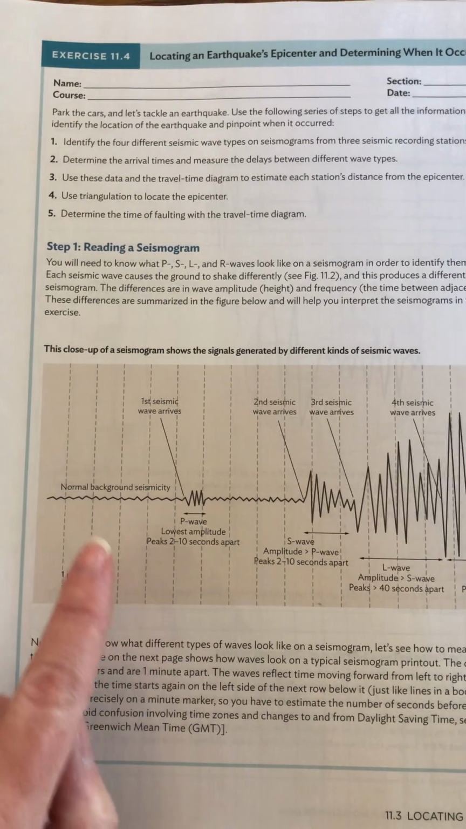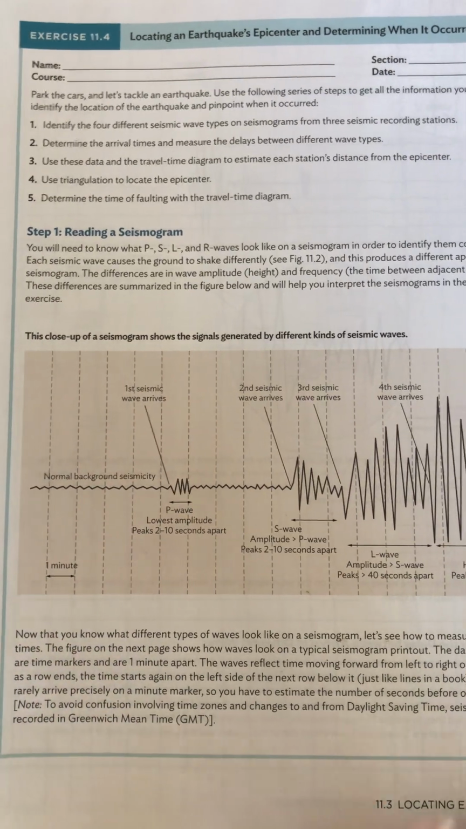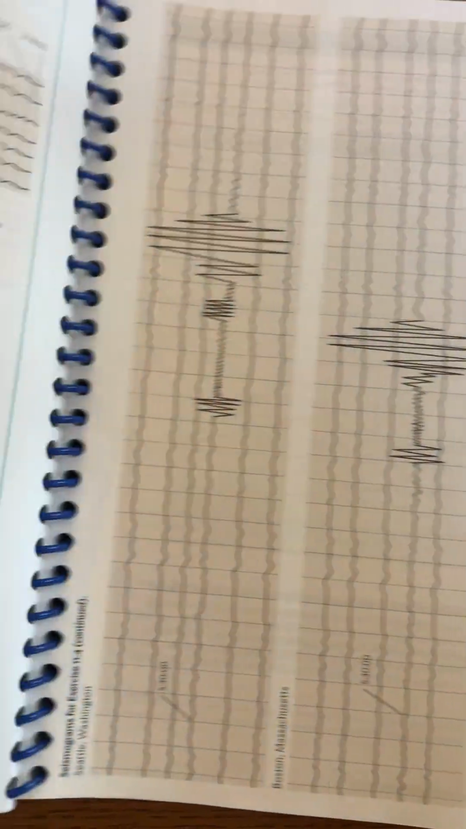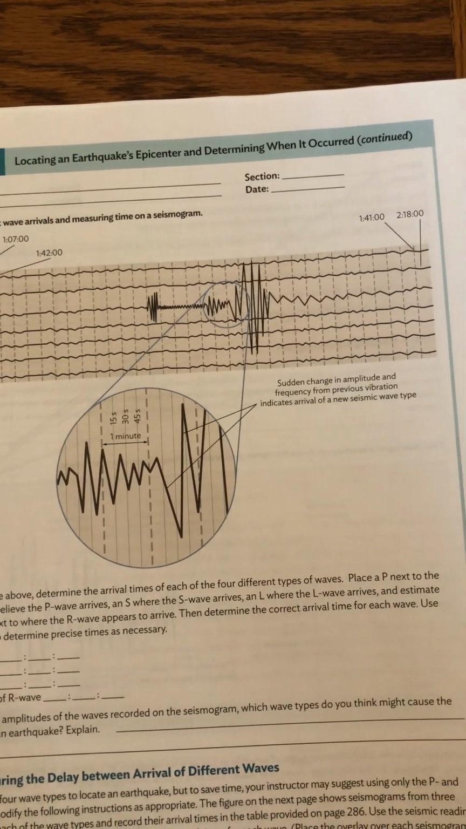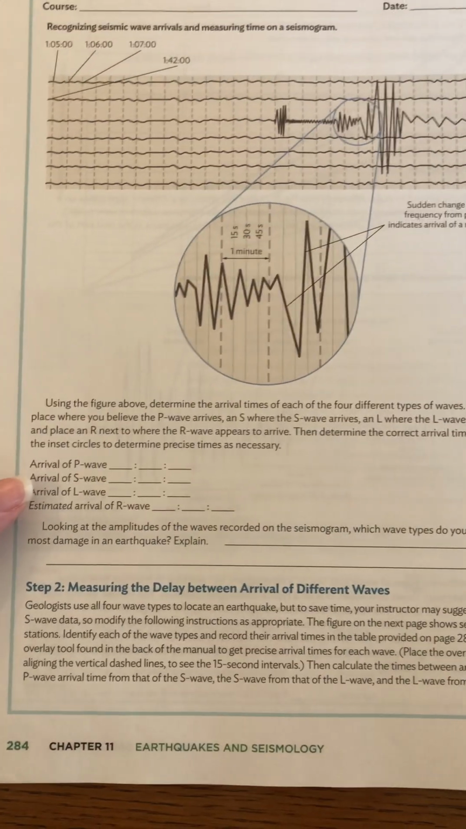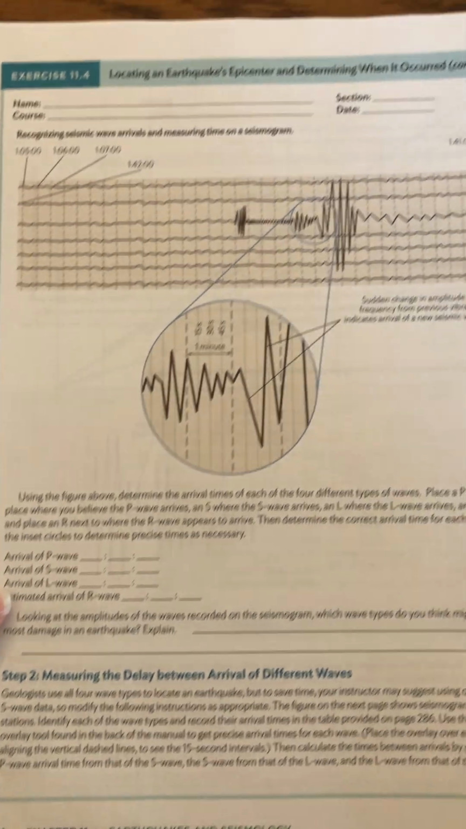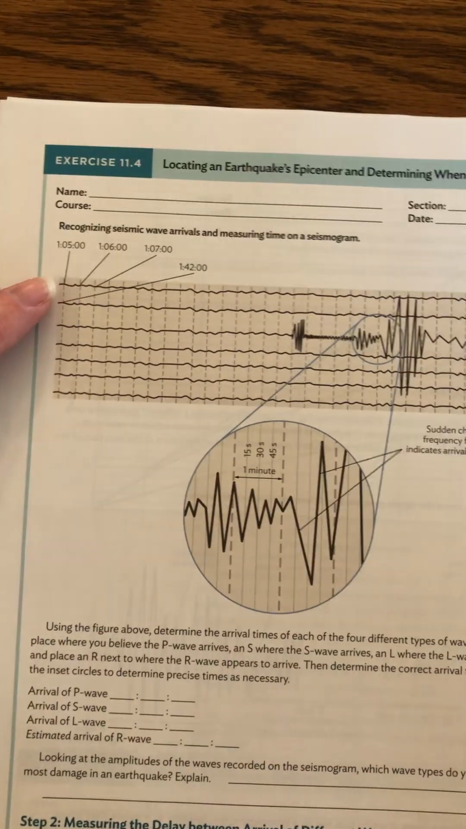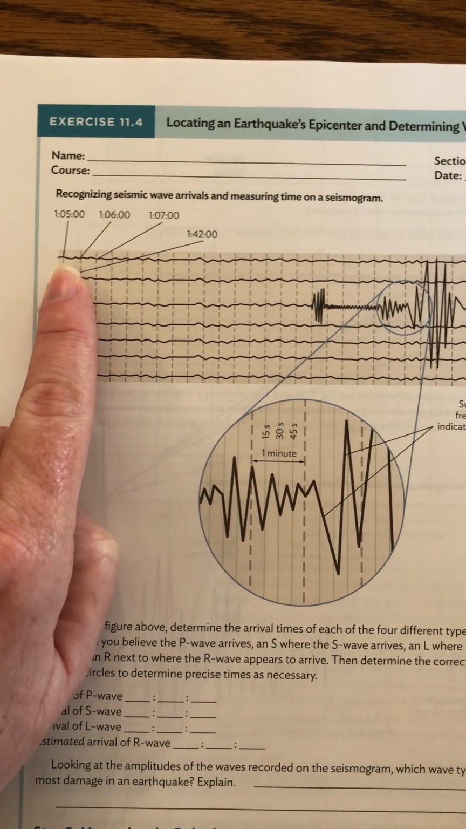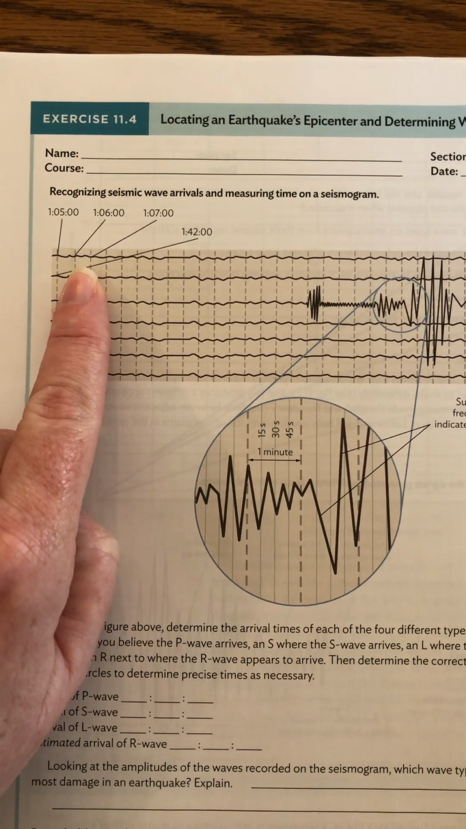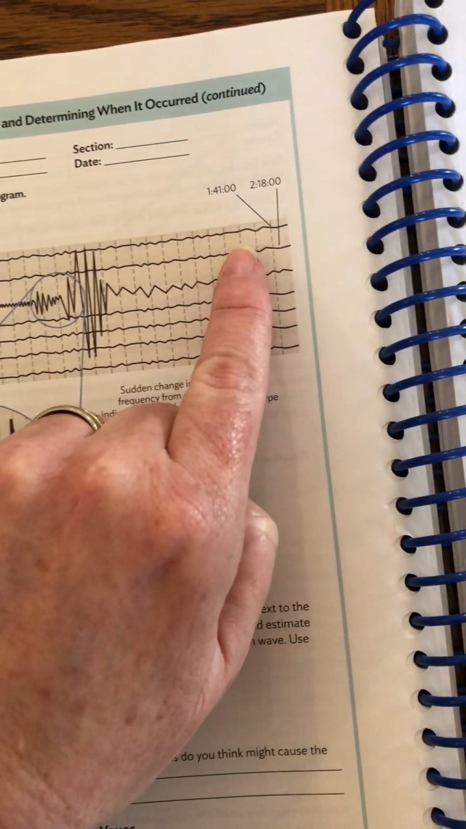Each seismogram printout has these vertical lines. That is time. And as we move to step 2, you have a seismogram printout where you need to determine the arrival time for the P, the S, and the L waves. We're looking here at this continuous line that starts at 105. The next vertical line would be 106. And this line continues across.